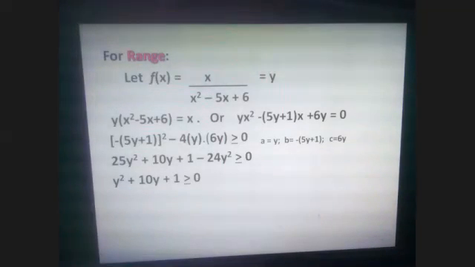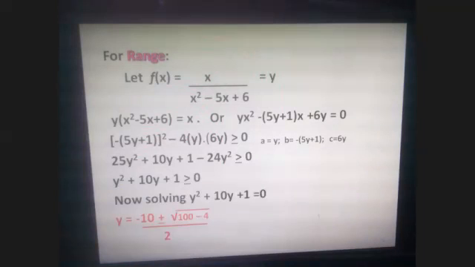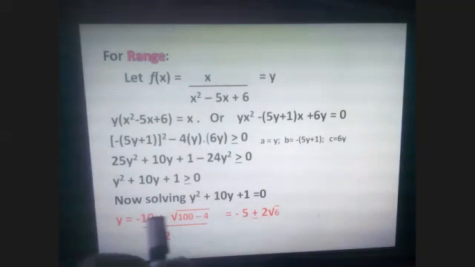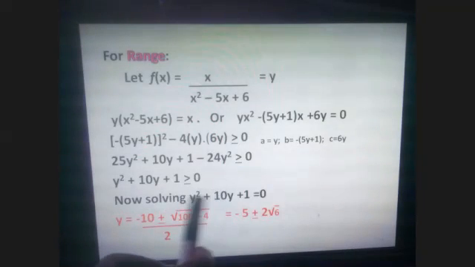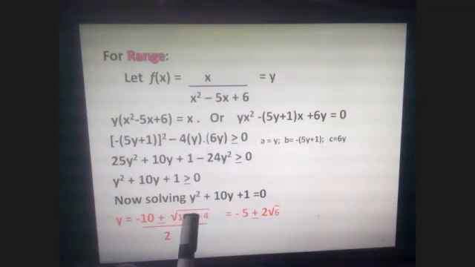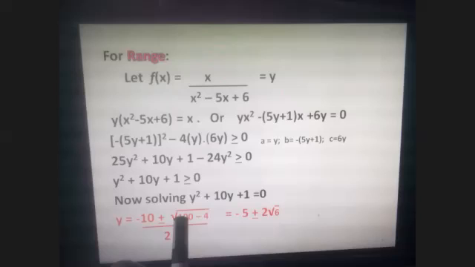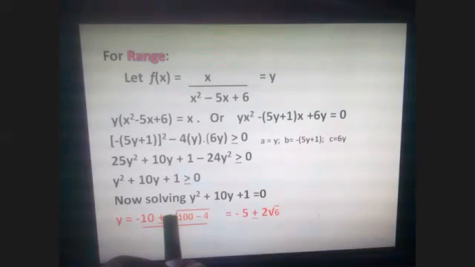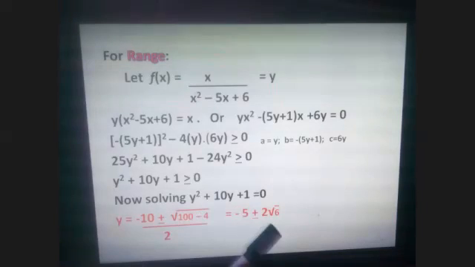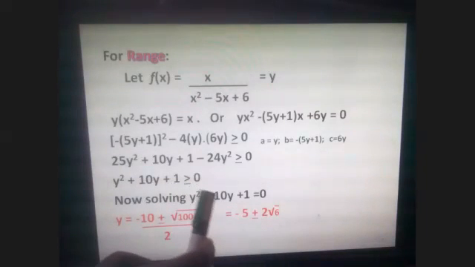Can you tell me for what value of the variable a quadratic polynomial is equal to 0? It is equal to 0 when you solve it, and whatever value of y you get will make it equal to 0. You know the solution by applying the quadratic formula. y equals minus 10 plus or minus under root b squared minus 4ac, that is 100 minus 4 is 96, 16 times 6 is 96, root of 16 into 6 is 4 root 6, 2 cancels. For these two values of y, this quadratic polynomial is equal to 0.